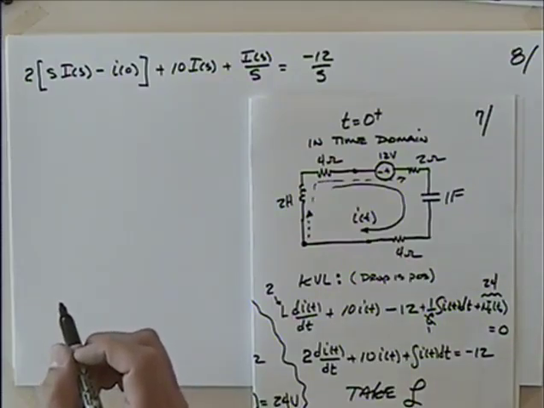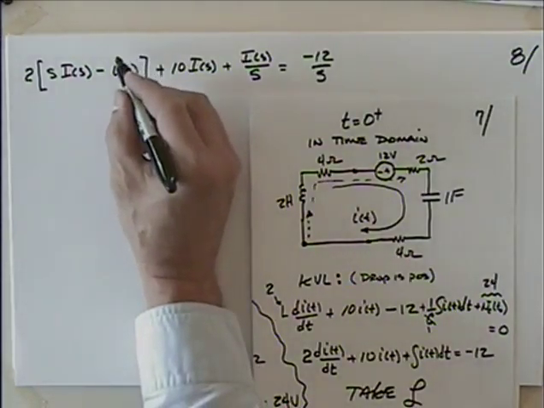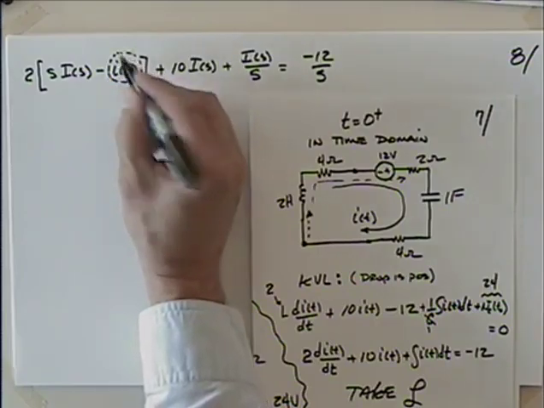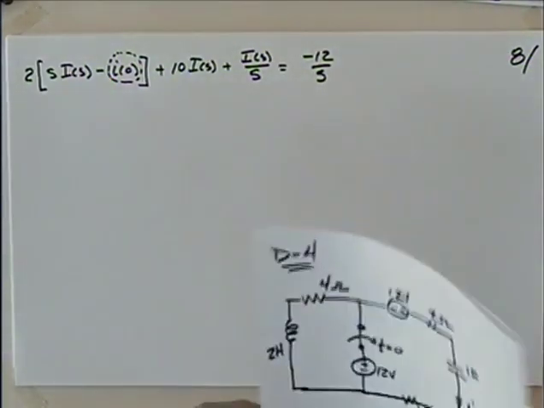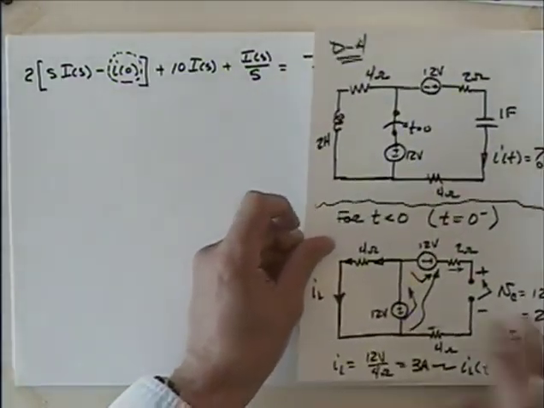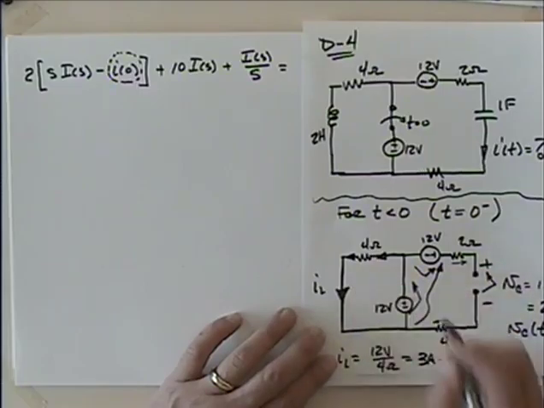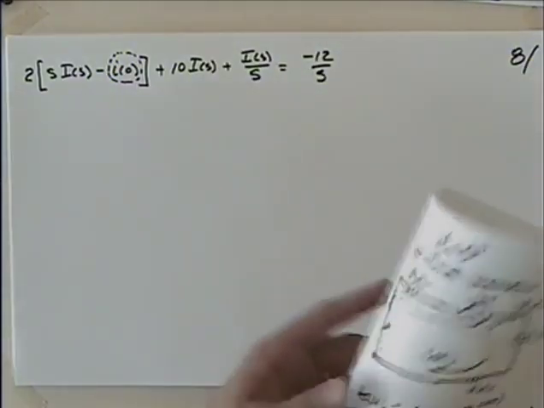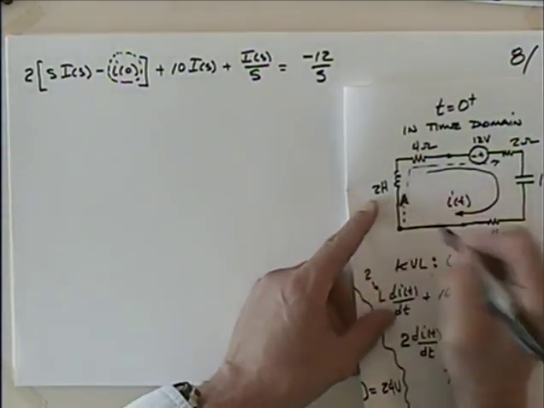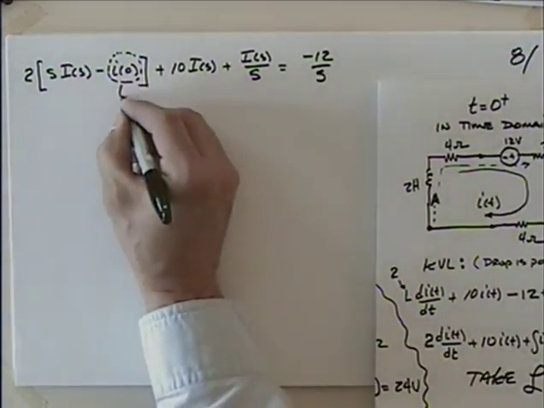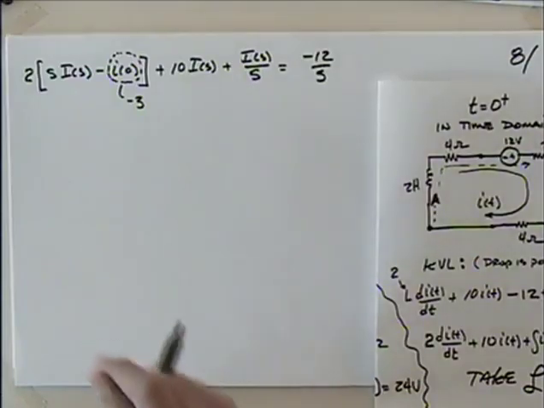Let's make the substitution for this. So this we have to be pretty careful of. We go back and look at that initial current. What was that initial current? It was 3 amps going down, right? So when I get over here, I'm talking about the current going up. So what should I substitute in there? Negative 3. And the negative becomes from the direction.